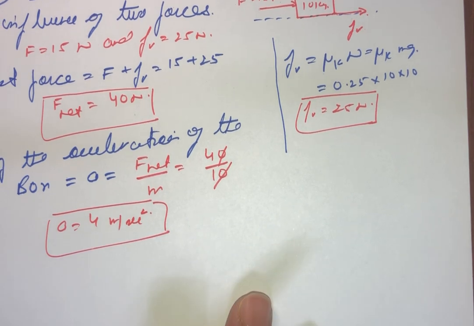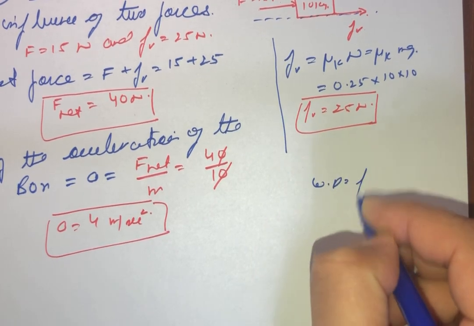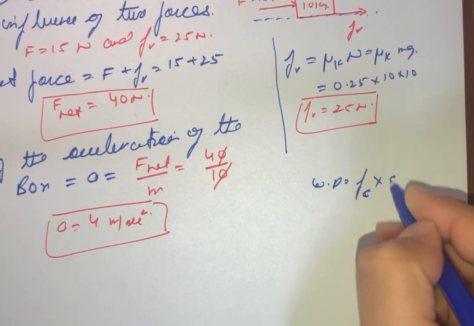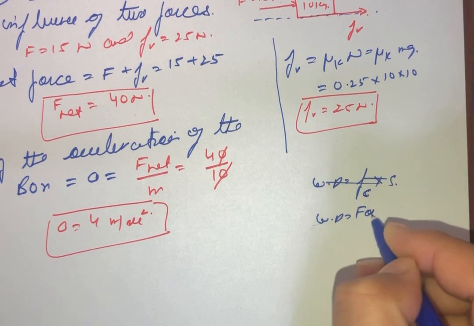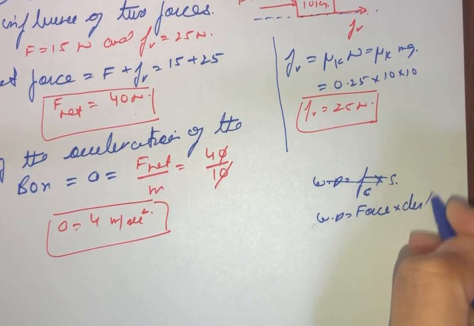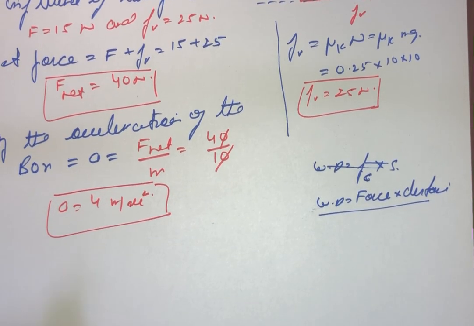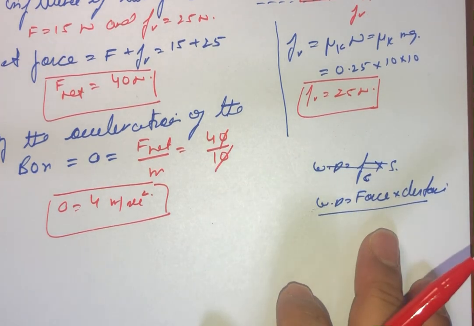done. Okay, now work done will be equal to force multiplied by distance. Let me write it here. Work done is equal to force multiplied by distance. So we already know the value of the force. Next we are going to find out the distance, sorry.